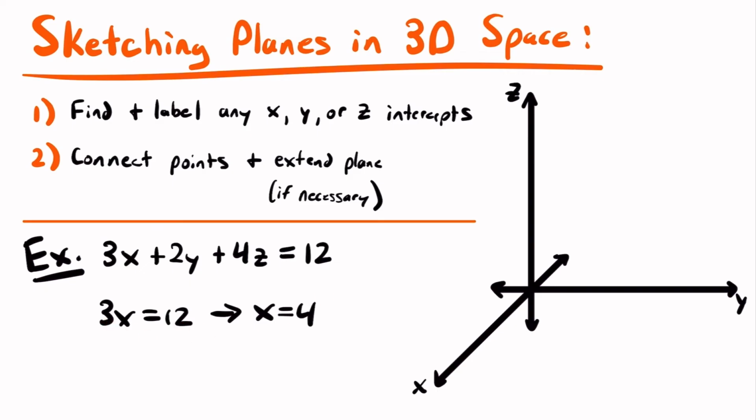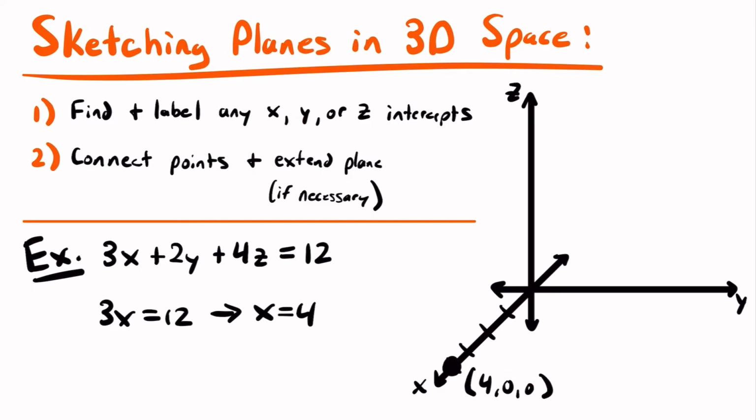12 divided by 3 is 4, and so x equals 4 is the value of x where the plane cuts through the x-axis. All right, and so if this is x equals 1, 2, 3, and 4, that would be this point right here. That is the point (4, 0, 0). All right, so we found and labeled the x-intercept. Now let's find the y and z-intercepts.